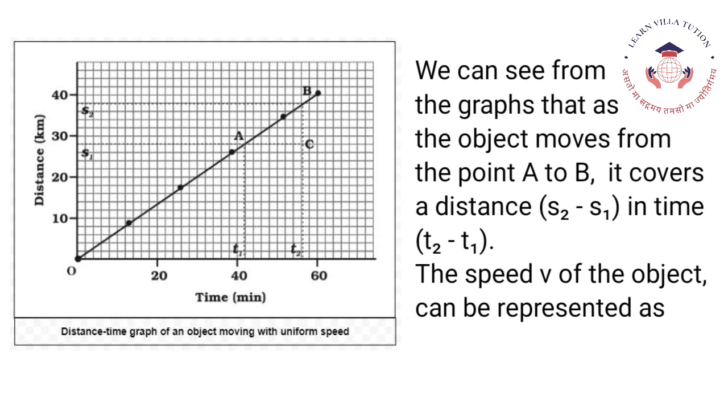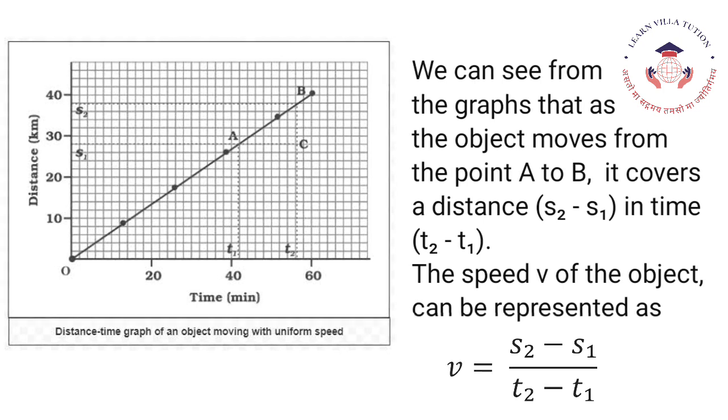We can see from the graphs that as the object moves from the point A to B, it covers a distance s2 minus s1 in time t2 minus t1. The speed v of the object can be represented as v is equal to (s2 minus s1) divided by (t2 minus t1).